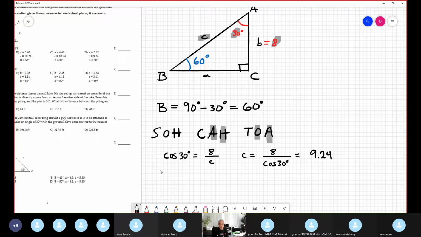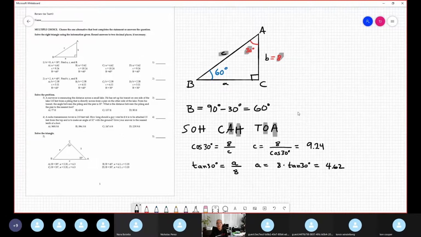Now to find A, okay, I use tangent. Tangent 30 degrees is equal to the opposite, which is A, divided by the adjacent, which is 8. Therefore, A alone is 8 times tangent 30. I put it in my calculator again, and the answer is 4.62.